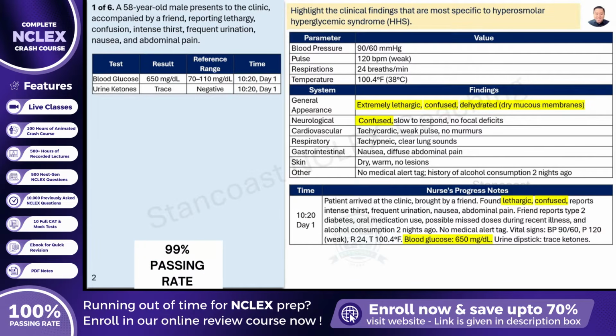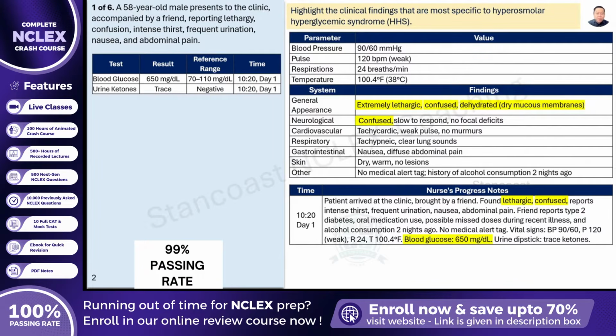Whenever there is excessive glucose present in the bloodstream, the kidneys will no longer be able to hold that much sugar. So it's going to start dumping the excess glucose, and water will follow the glucose. And that's why there's going to be some polyuria.